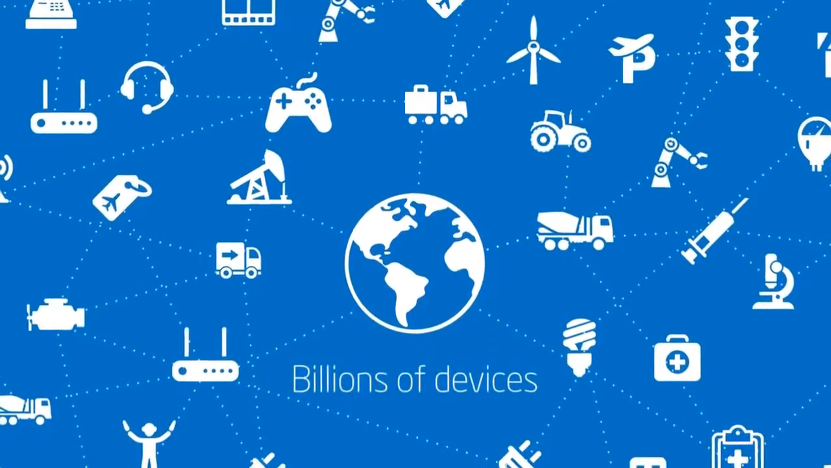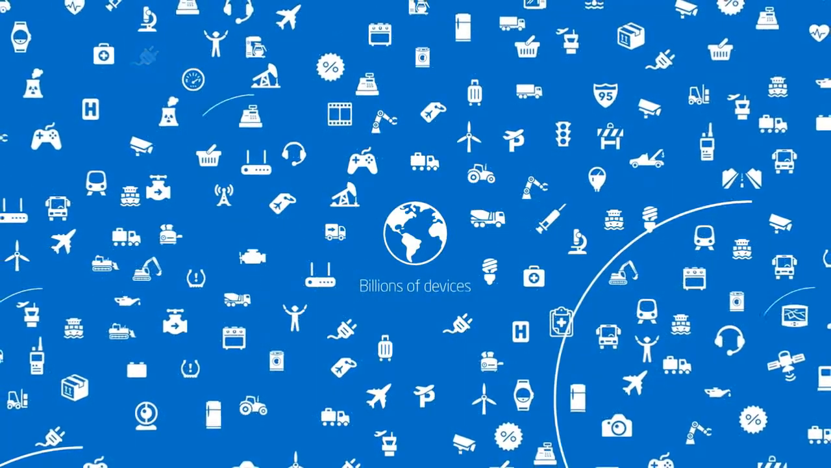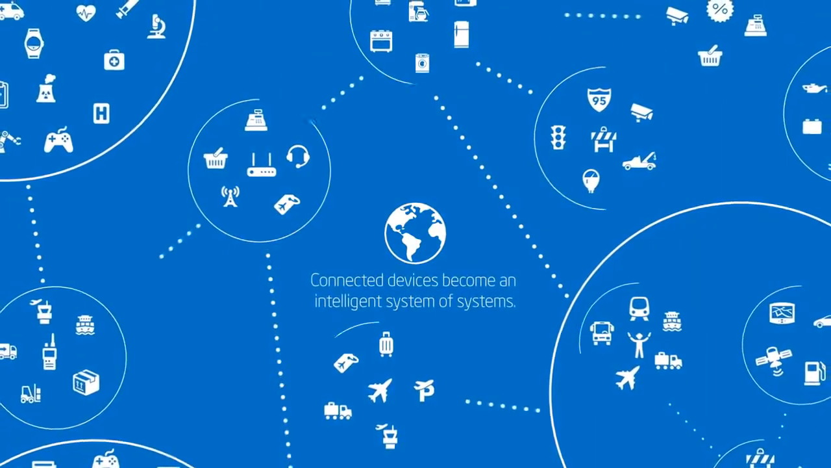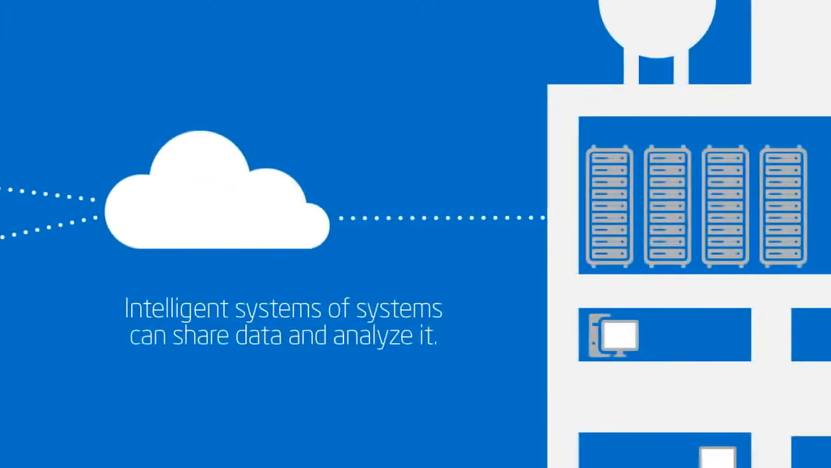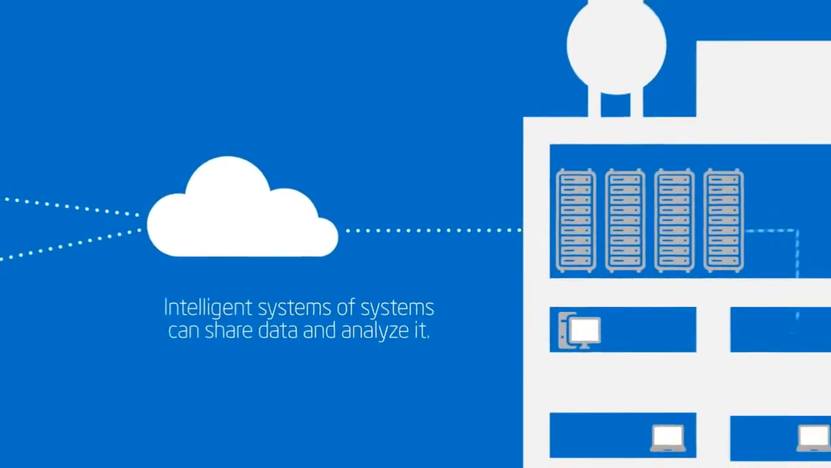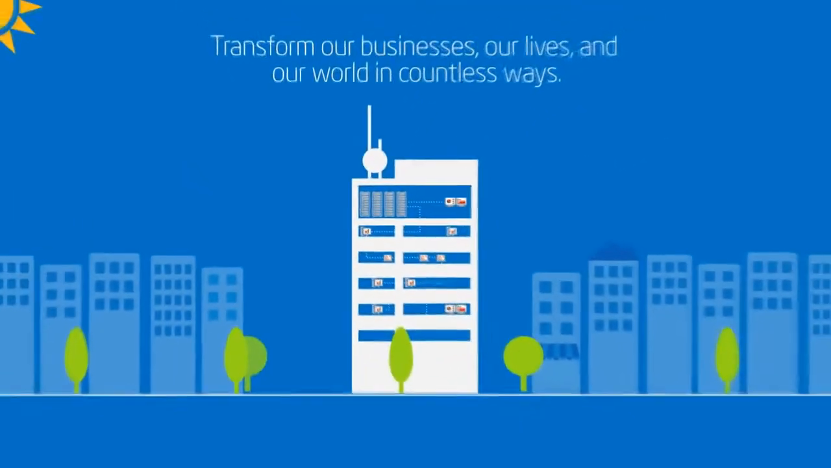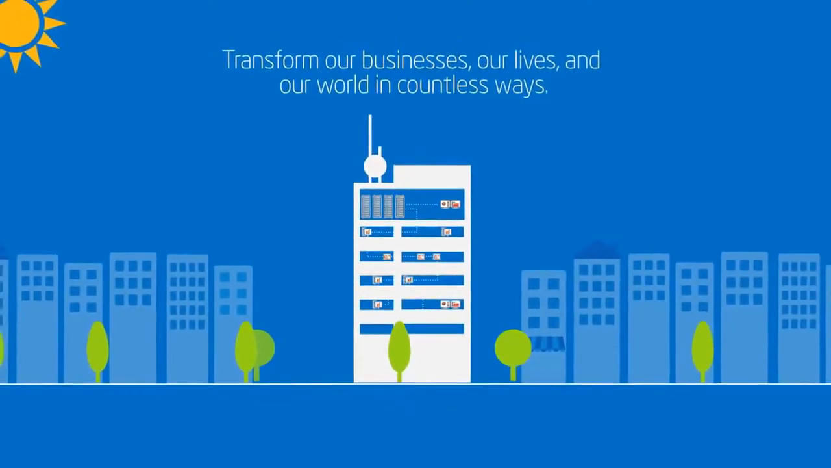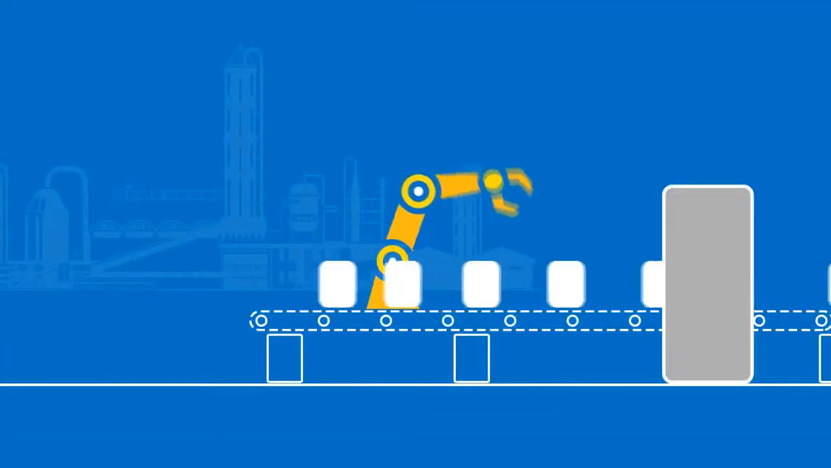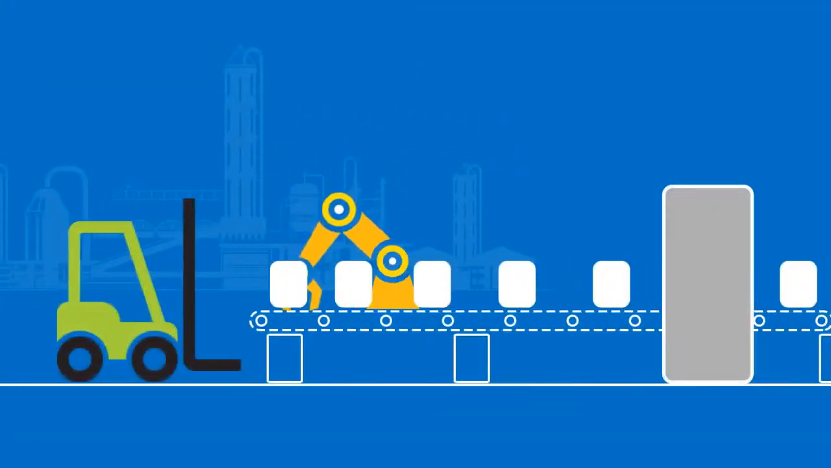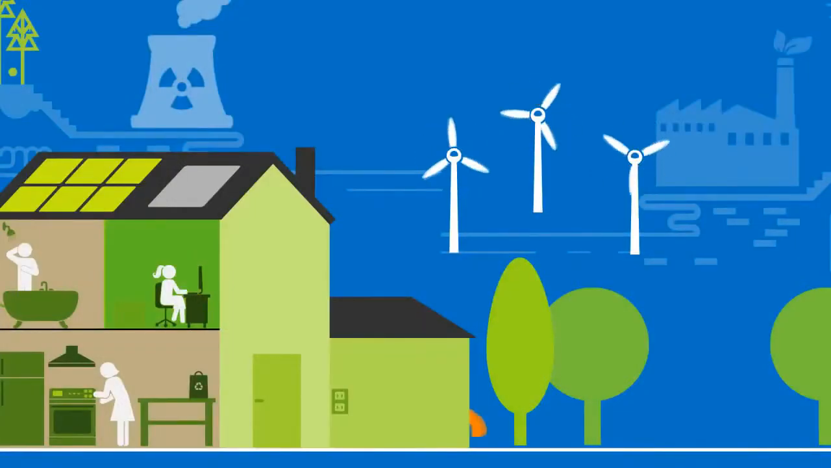Billions of devices will be connected to the Internet, and soon, hundreds of billions of devices. As related devices connect with each other, they can become an intelligent system of systems. And when these intelligent devices and systems of systems share data over the cloud and analyze it, they can transform our businesses, our lives, and our world in countless ways. Whether it's improving medical outcomes, creating better products faster with lower development costs, making shopping more enjoyable, or optimizing energy generation and consumption.